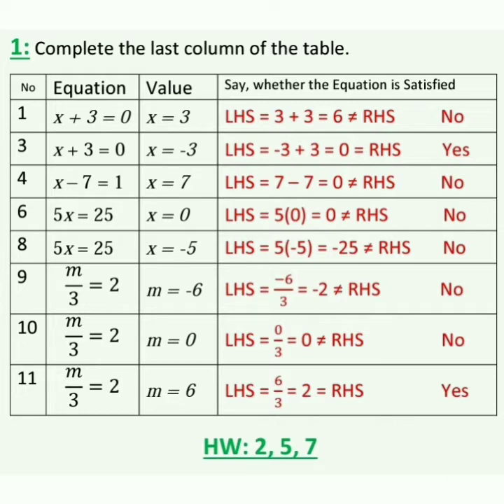Now m upon 3 is equal to 2 and value of m is equal to 0. Therefore 0 upon 3 is equal to 0. Again it is not equal to right hand side. Now next, m upon 3 is equal to 2 and the value of m is equal to 6. After substituting the value, 6 upon 3 is equal to 2, which is equal to right hand side. So here both the sides are equal. Left hand side is equal to right hand side. Therefore the answer is yes. It's clear everyone? Now try to solve the second, fifth and seventh by yourself.